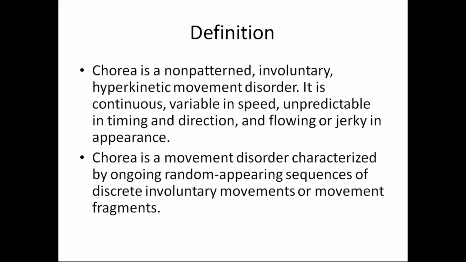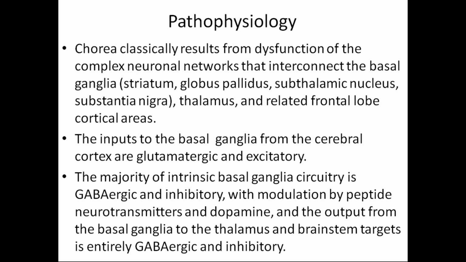You need to know it, you need not replicate it. For a DM neurology, even for postgrad, I don't know all the words. This is how one definition goes, and the other one is this. I felt it comfortable, so I have put the next one also. Chorea is a movement disorder characterized by ongoing random appearing sequence of discrete involuntary movements. It is random appearing sequences of involuntary movements. This I felt easy, so I have put it.